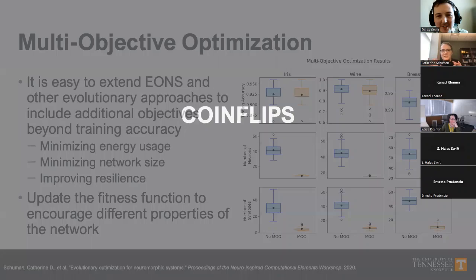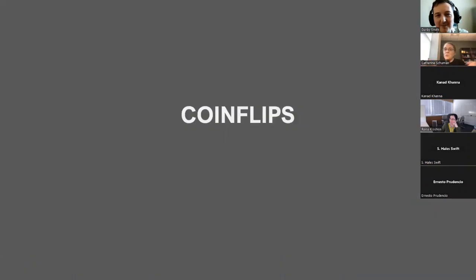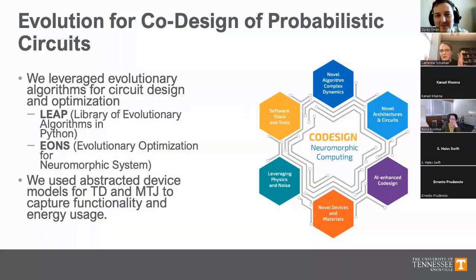So now I will go into a little bit about what we've done within COINFLIPS. So we've combined a lot of these ideas into one of the projects that we've done here. We are going to be using EONs for circuit design and optimization, but right now we're leveraging LEAP, which is the Library of Evolutionary Algorithms in Python, which is exactly what it sounds like. It's a really nice, open source library that implements a wide variety of evolutionary algorithmic approaches. Pretty easy for novices to pick up, and I happen to know the developers, so if you want to use it and you need a feature and it's not there, we can complain to them.